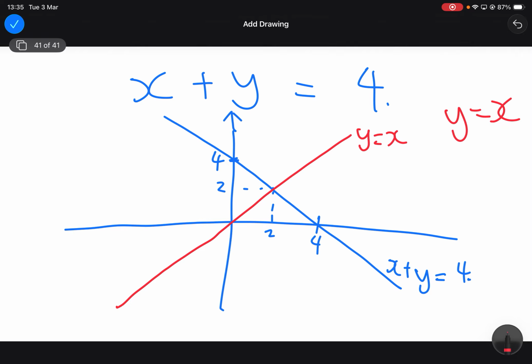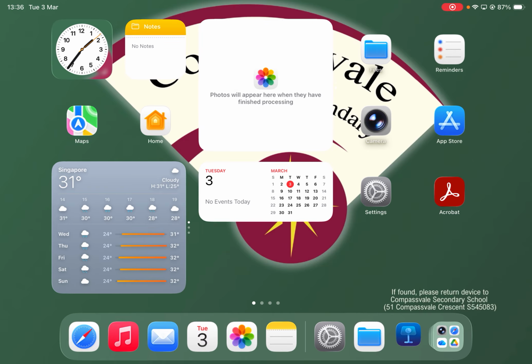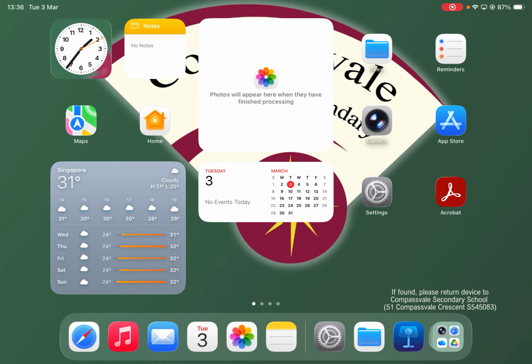Okay? If I can draw a line representing this equation, and I can draw a line representing this equation, where they meet will be the point that satisfies both equations. Okay? So that is what I was trying to tell you.